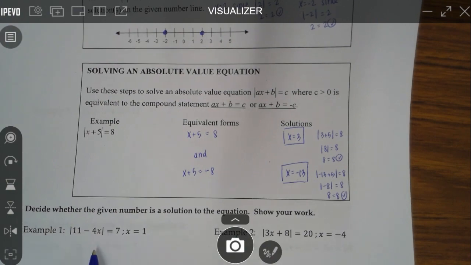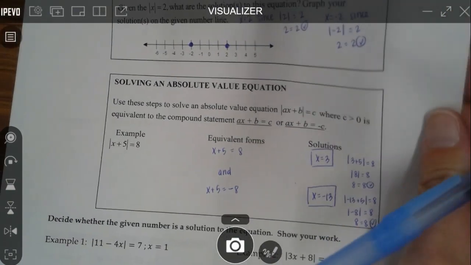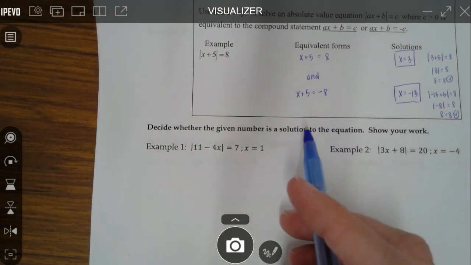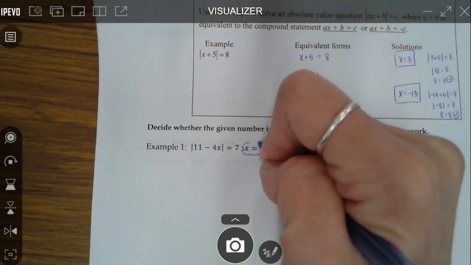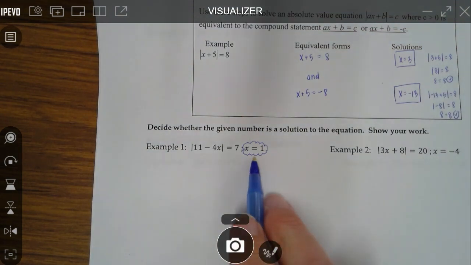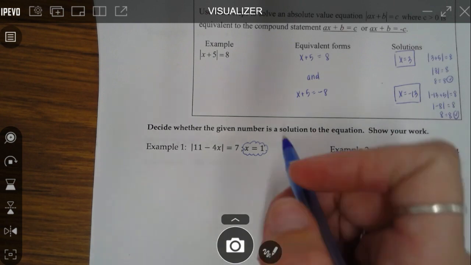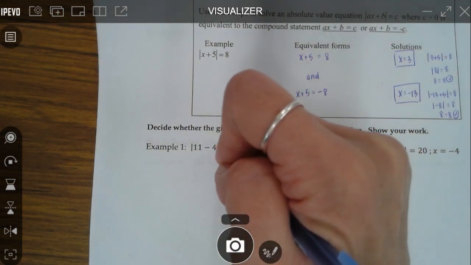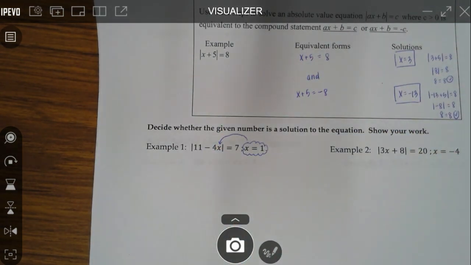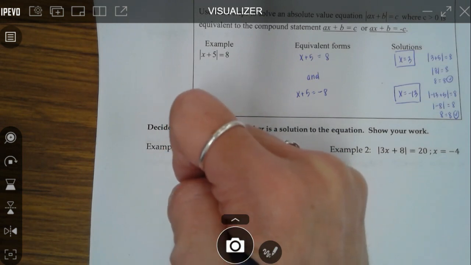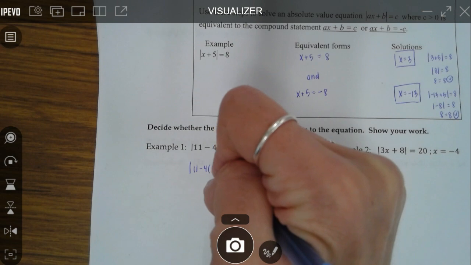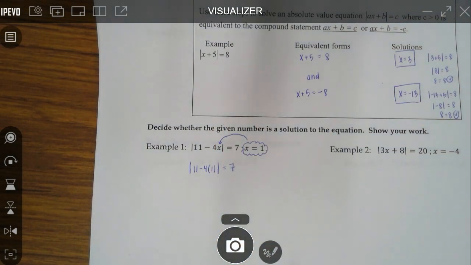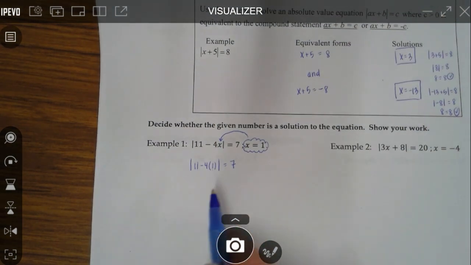So we'll do the same thing in example 1 and example 2 down below. We're deciding just whether this number, in example 1, x equals 1, is a solution to the equation. So in order to do that, we'll do pretty much what we did over here. We're going to substitute it in for our x on the inside of the absolute value, and we're just going to check. So I get the absolute value of 11 minus 4 times 1 on the inside of the absolute value bars equal to 7. Again, I'm not solving here. I'm just going to simplify all the way down.